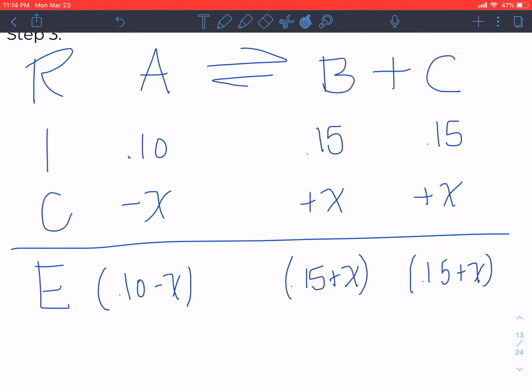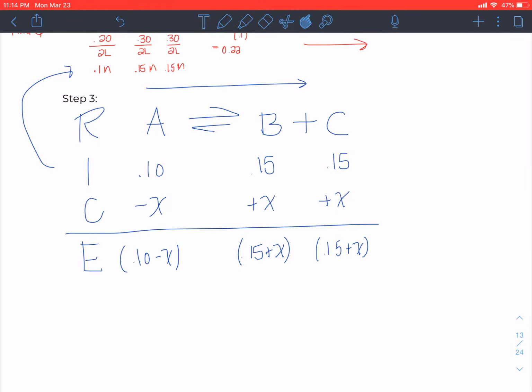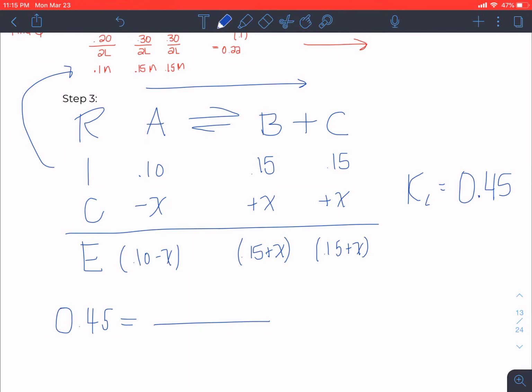Okay, so once we get here, now what we can do is take our Kc value. Since it's at the same temperature, Kc is our equilibrium constant, and we can set our expression up so that we can solve for x. We're going to use our equilibrium concentrations here.